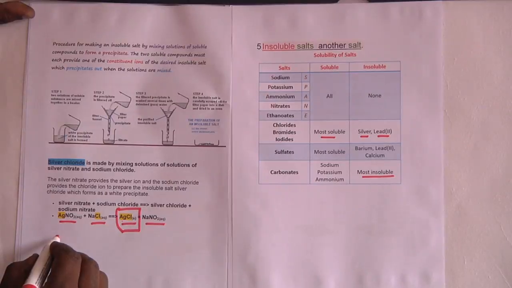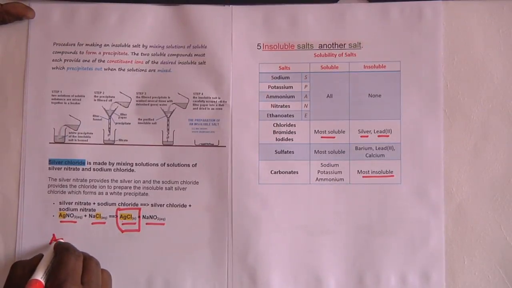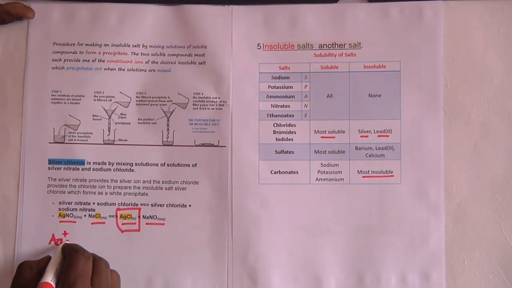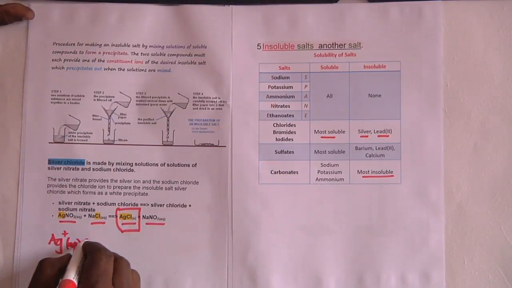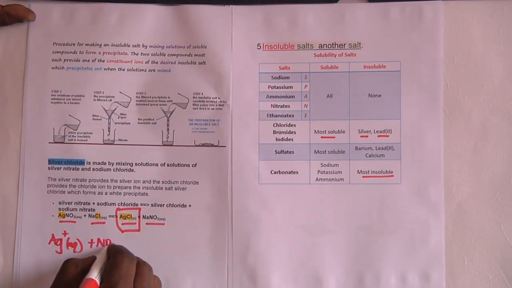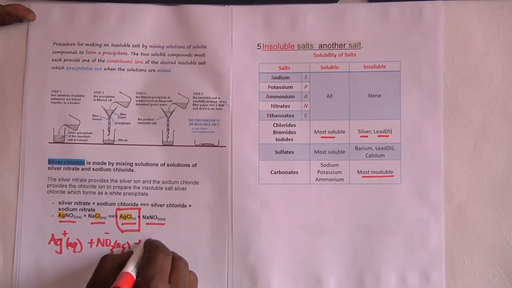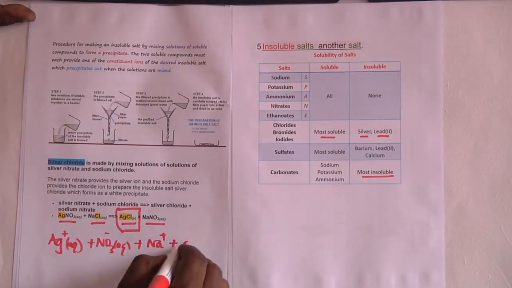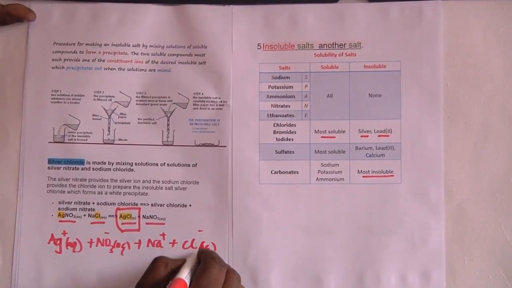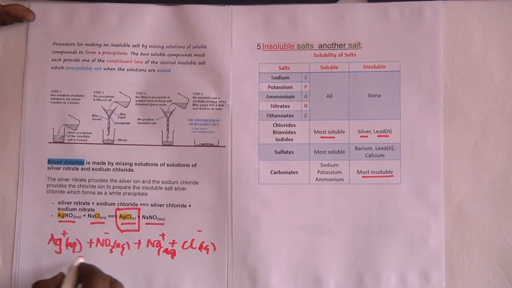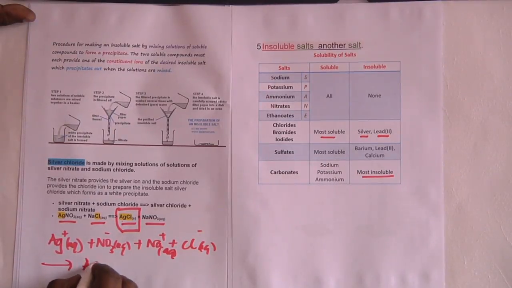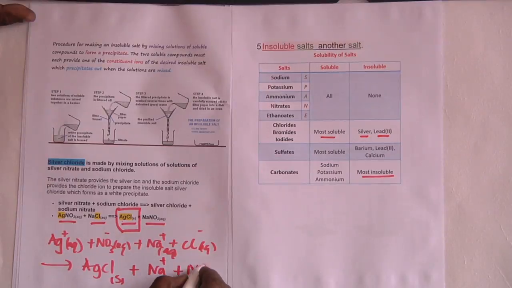Now, in terms of the ionic equation, this is silver ions, which are soluble in the nitrate, plus the nitrate ions, which are also soluble, plus the sodium ions, plus the chloride ions. These will produce silver chloride, which is insoluble, so it's a solid, plus sodium ions, plus nitrate ions.